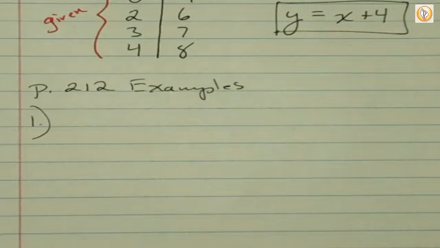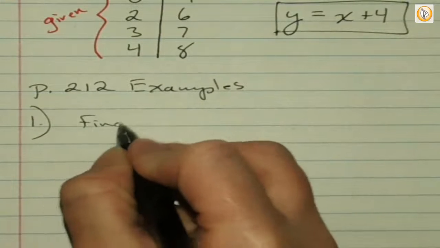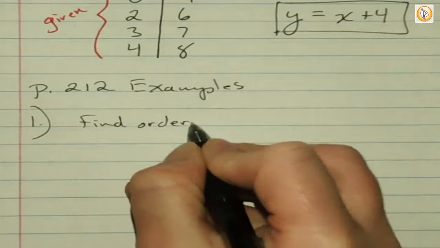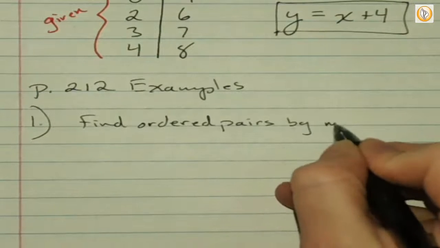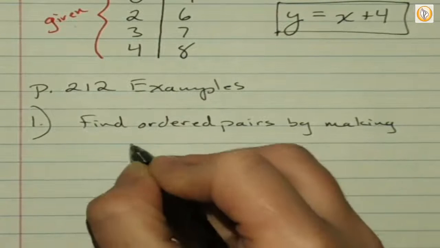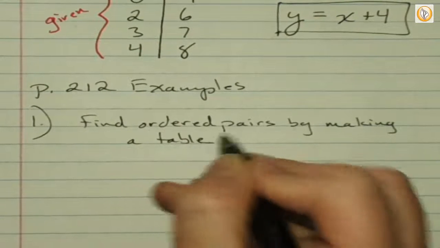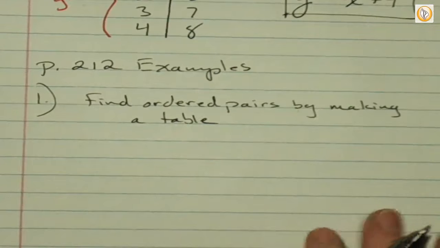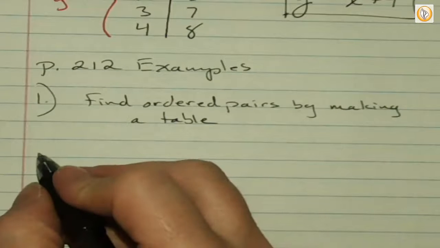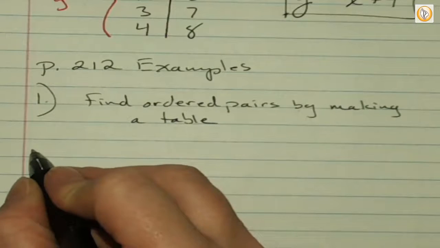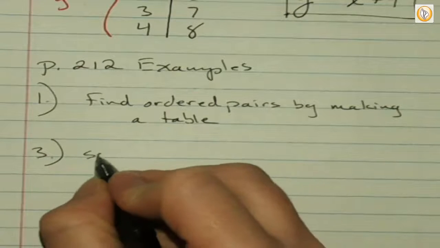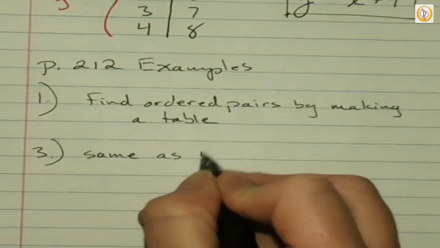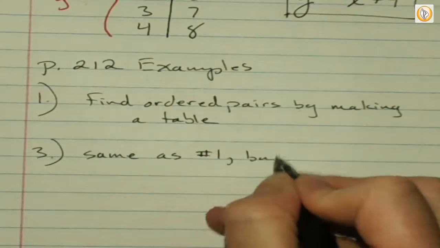So section 1 and 2, you're just getting ordered pairs. I'm going to write that on there. Find ordered pairs by making a table. You did that all last week. Today we've done some examples. Number 3, you're going to do same as number 1, but also graph.